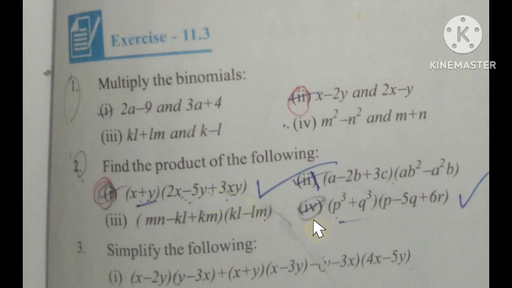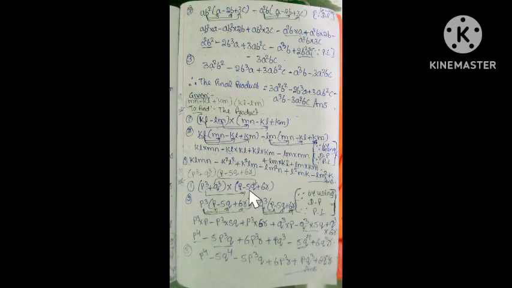Let's see the problem in our textbook. PQ plus Q cube into 3P minus 5Q plus 6R. These two polynomials are given to find the product. First let's see the solution for this problem.